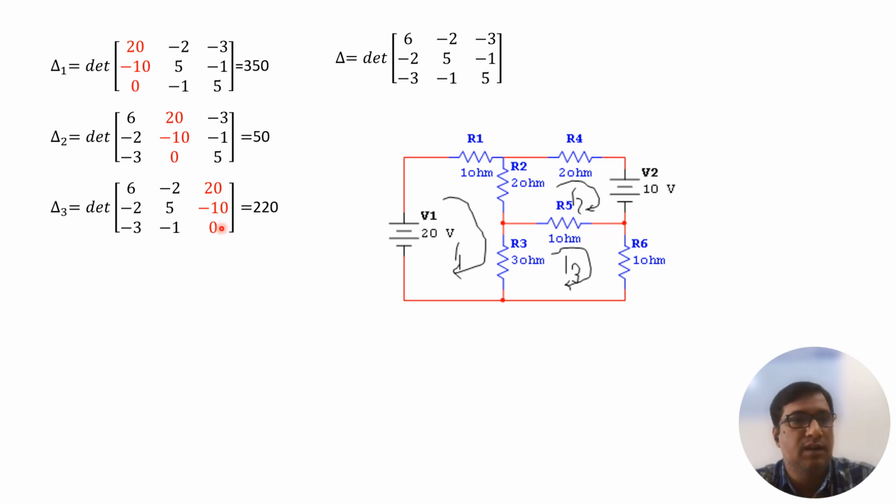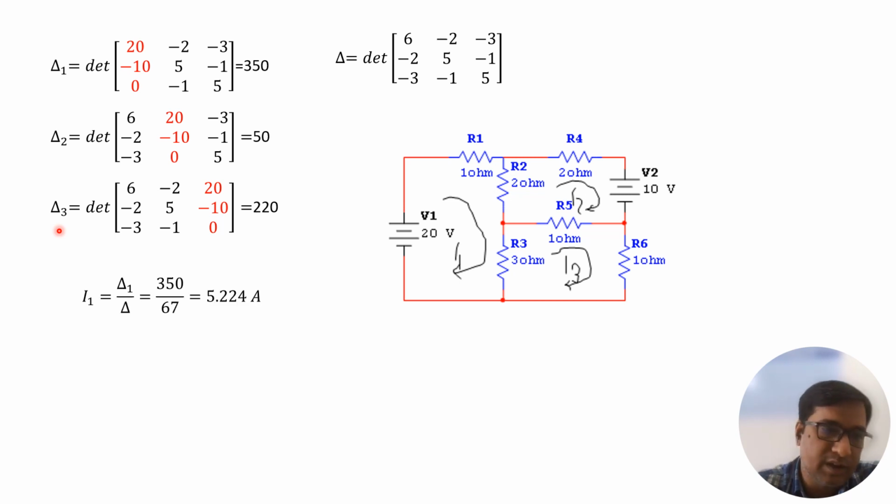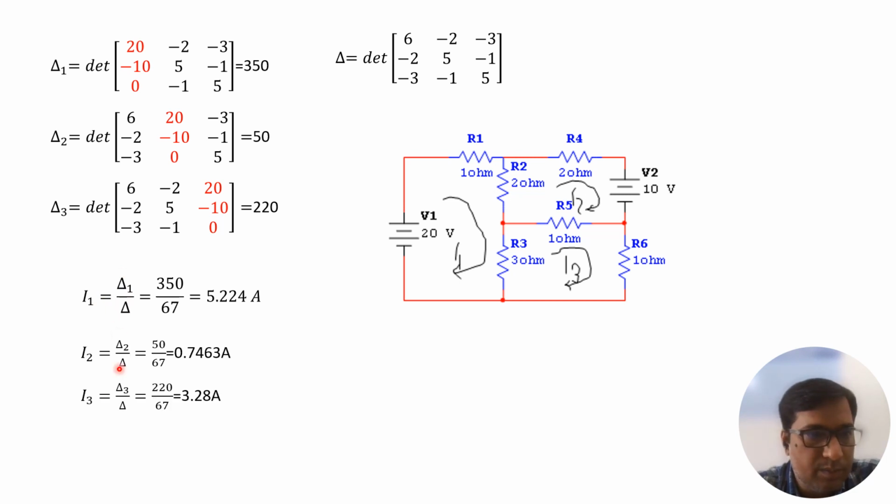So we can find these deltas, delta 1, delta 2, delta 3, and by Cramer's rule we can find the currents. Current I1 is equal to delta 1 upon delta, and similarly I2 will be delta 2 by delta, and I3 will be delta 3 by delta. In this way we can find the mesh currents I1, I2, I3 as 5.224 ampere for I1, 0.7463 for I2, and 3.28 for I3. These are the currents you can find.